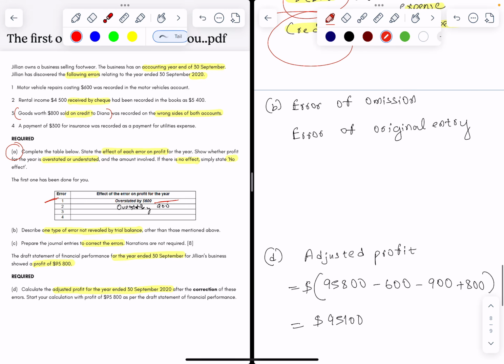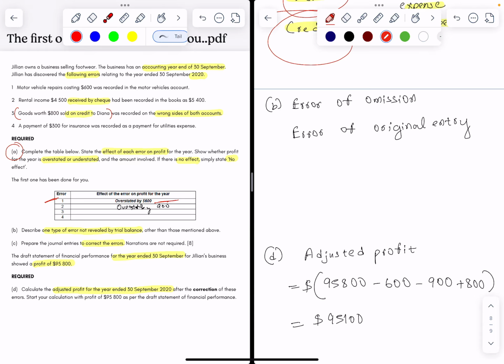Let's look into part B. Describe one type of error not revealed by the trial balance other than those mentioned above.